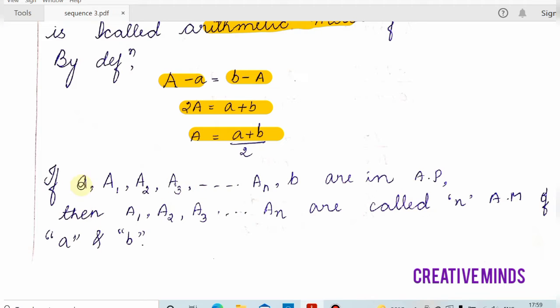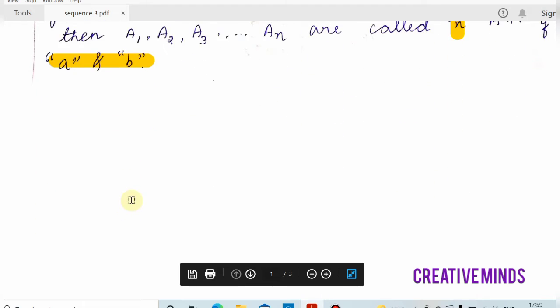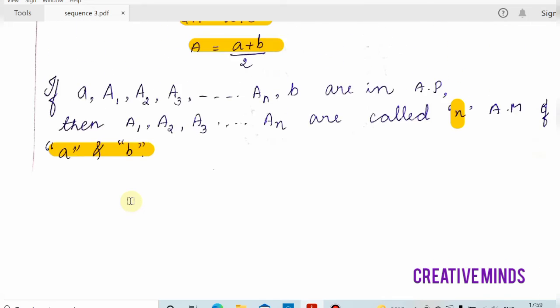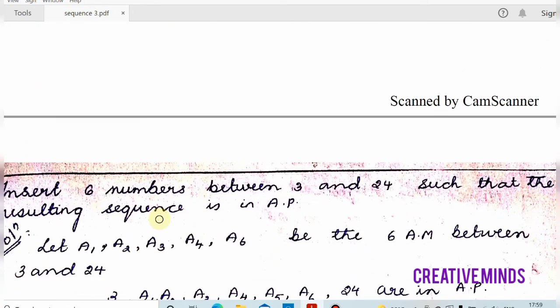One note is there: if A1, A2, A3, up to AN, comma B are in AP, then A1, A2, A3, and so on up to AN are called the n arithmetic means of A and B. If suppose there are n numbers between A and B, then all n numbers are called AM of A and B, arithmetic mean of A and B. These are all about definition and one note. Now move on to problems.